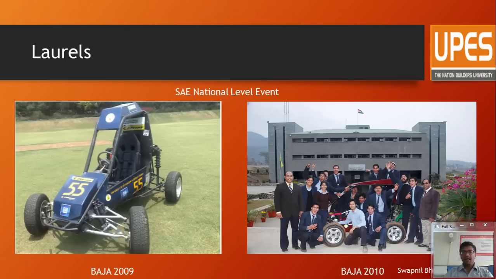UPES and the automotive design engineering course. Every year we are participating in a number of events of SAE, the Society of Automotive Engineers. Through this society, we are participating in a number of events. So this is the vehicle which has been manufactured by the students on their own at the campus.